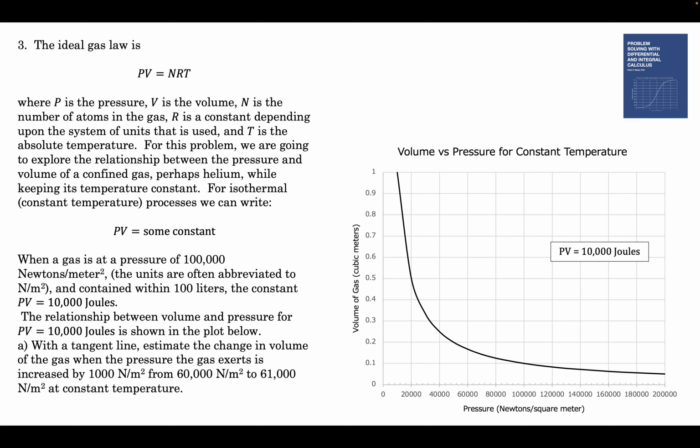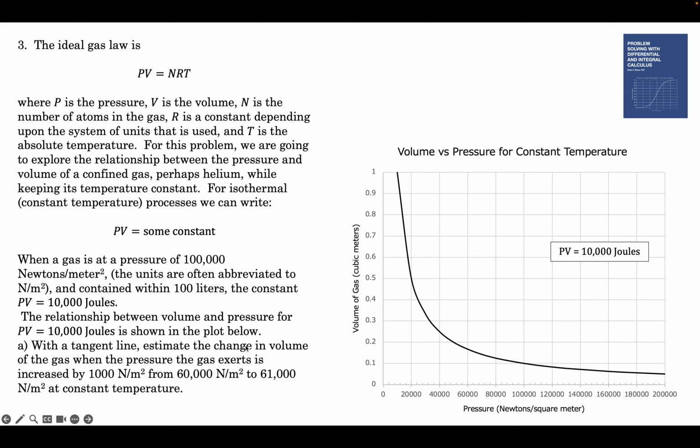PV is some constant. When the gas is at a pressure of 100,000 newtons per square meter and contained within 100 liters, the constant is 10,000 joules, a unit of energy. This relationship is shown in the plot here. For high volume, the pressure is low. For high pressure, the volume is low. It's an inverse relationship.